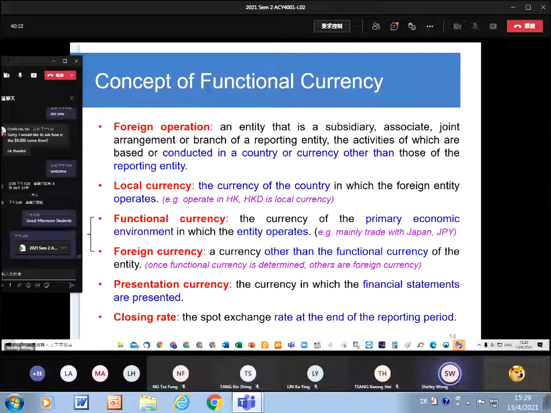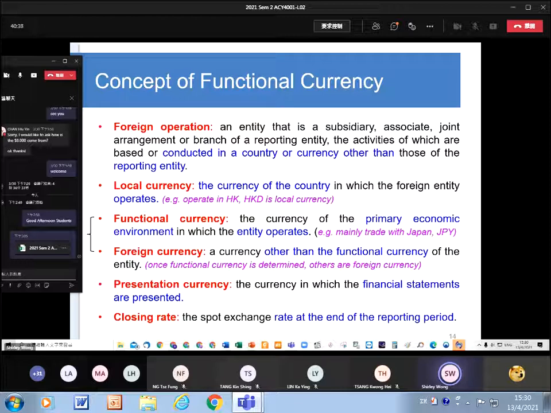So you may be the subsidiary, you may be the associate, you may be the branch, you may be the joint arrangement. You operate in a country that is different from the reporting entity, that means different from the holding company. You use a different currency because you're located in a different country. Then we will say that you are the foreign operation.